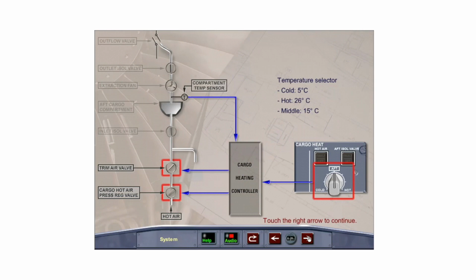The cargo heat temperature selector ranges from cold, which represents 5 degrees Celsius, to hot, which represents 26 degrees. The actual temperature in the cargo compartment may be 10 degrees lower than selected, as the temperature sensors are near the ceiling.